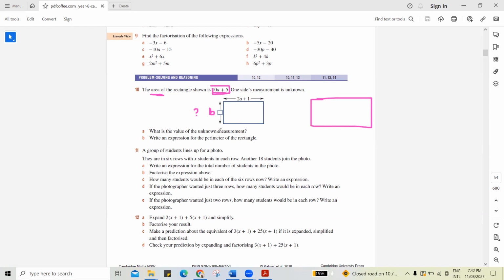Then they're asking what is the value of unknown measurement. Write an expression for the perimeter of the rectangle. Then after that you write the perimeter in terms of A. How do you write the area in terms of B and 2a plus 1?